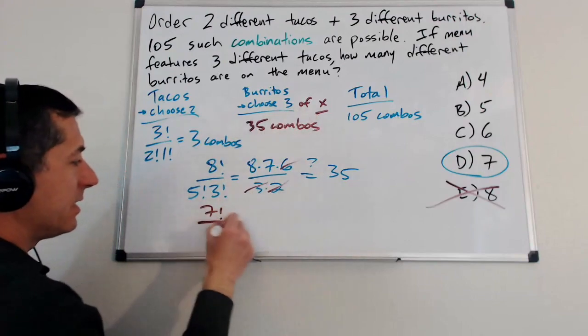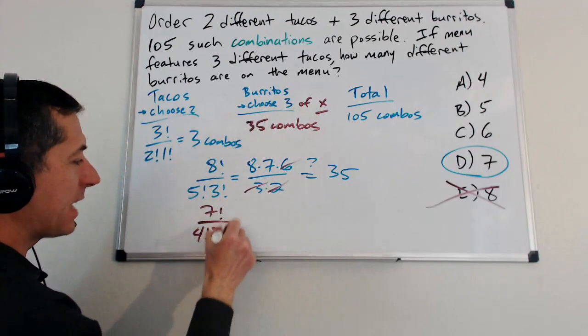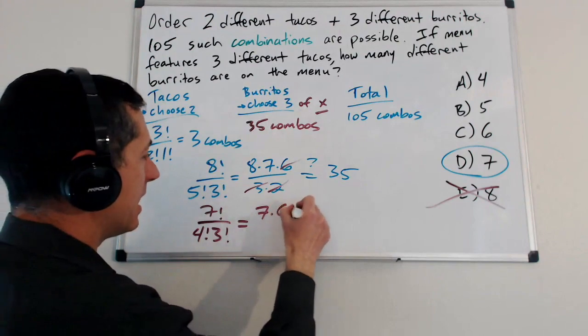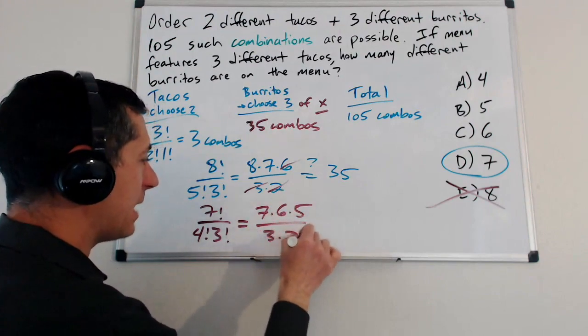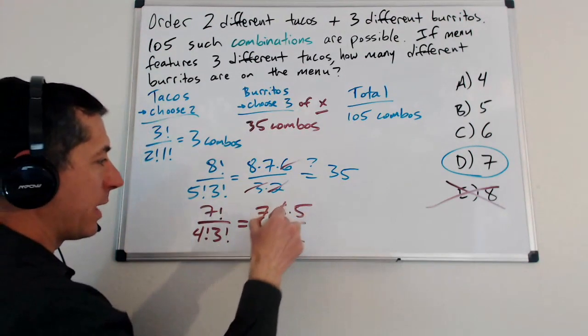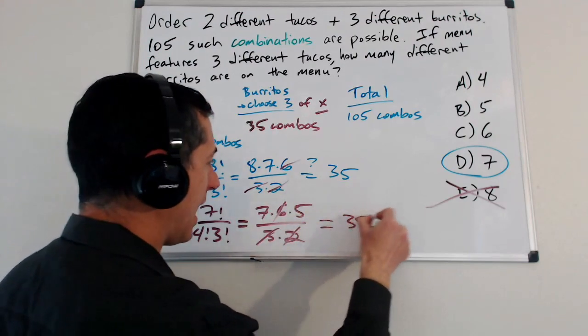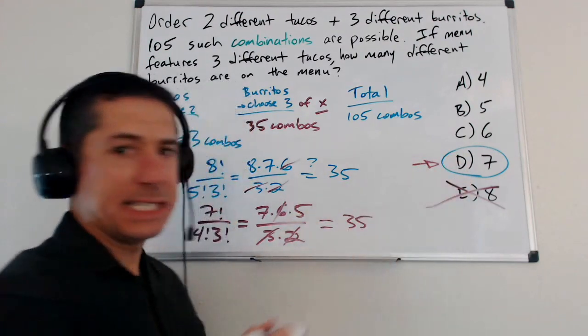What about the next one? Choosing three out of seven, seven factorial over three factorial, four factorial, seven times six times five over three times two. And there we go. I got it. That is equal to 35. And once again, we get D either way.